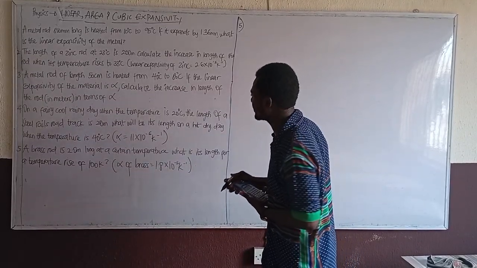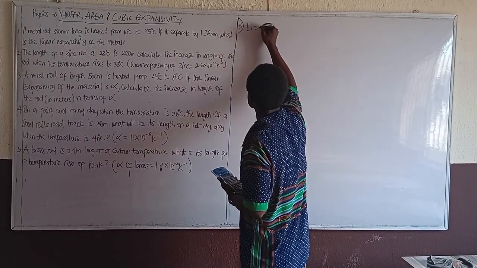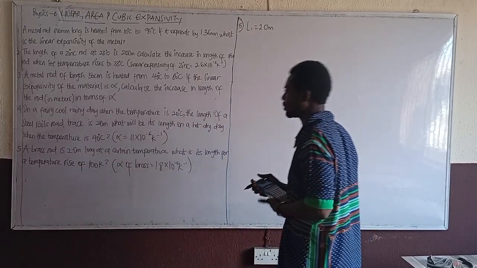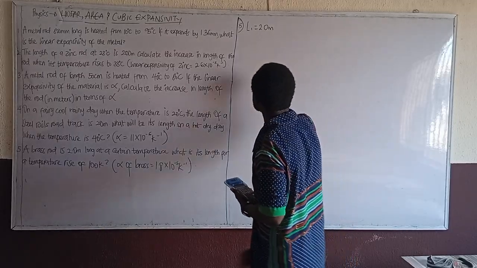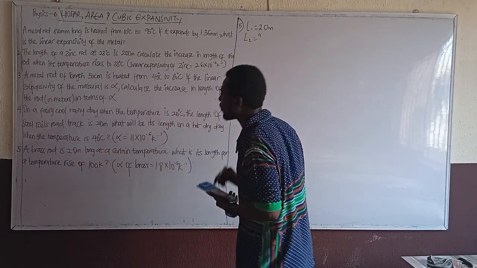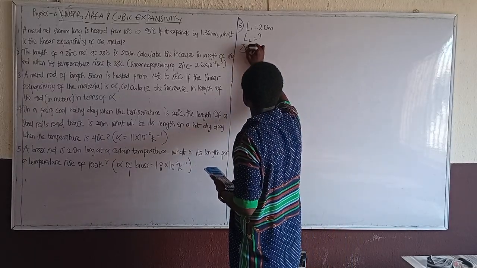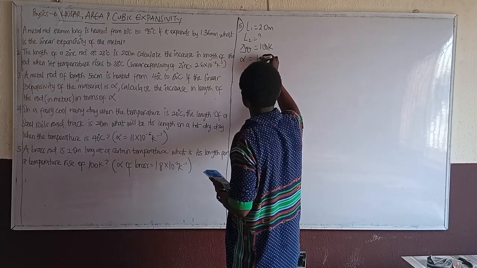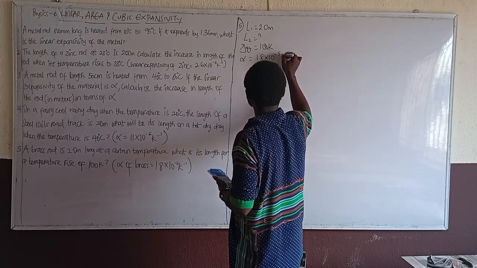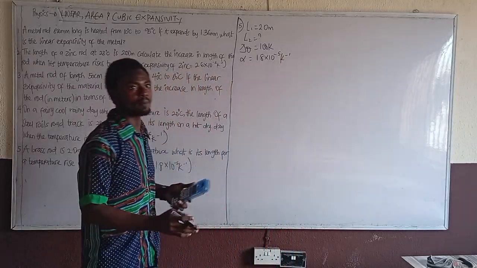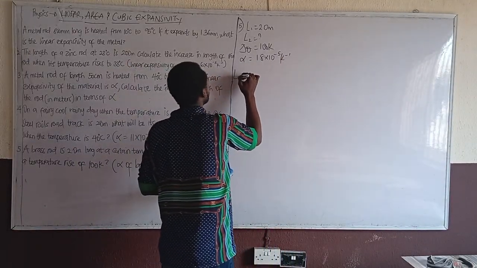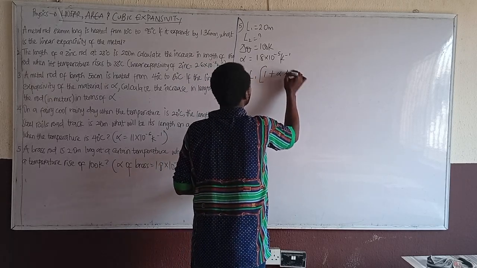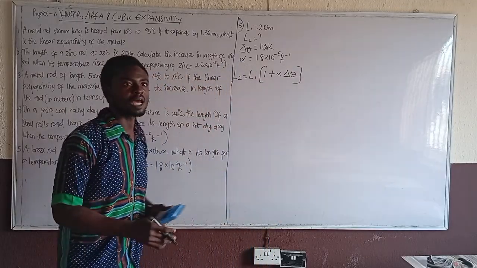A brass rod is 2 meter long. That is L1 is 2 meter. At a certain temperature, what is the length? What is L2 for a temperature rise, that is delta theta, of 100 Kelvin? And I have linear expansivity to be 1.8 times 10 raised to the power minus 5 per Kelvin. So since it's L2 I'm looking for, my formula remains L2 equals L1 times 1 plus alpha delta theta. The same formula I used for number 4.